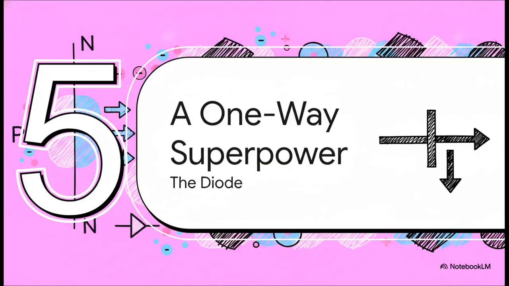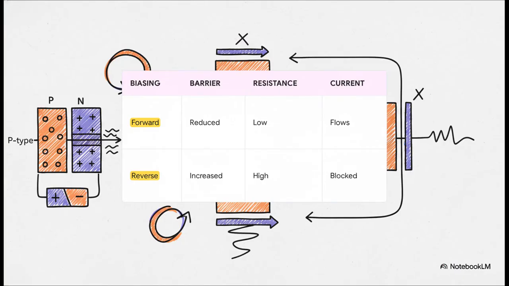So let's just take a step back and appreciate what we've just created. Just by changing how we connect a battery, we've made a component that has a kind of superpower. We've built an electronic switch with 0 moving parts. And this amazing little thing is called a diode. Let's boil it all down real quick. Under forward bias, the barrier shrinks, resistance is low, and current flows. Under reverse bias, the barrier grows, resistance is super high, and current gets blocked. On and off. It really is that simple.